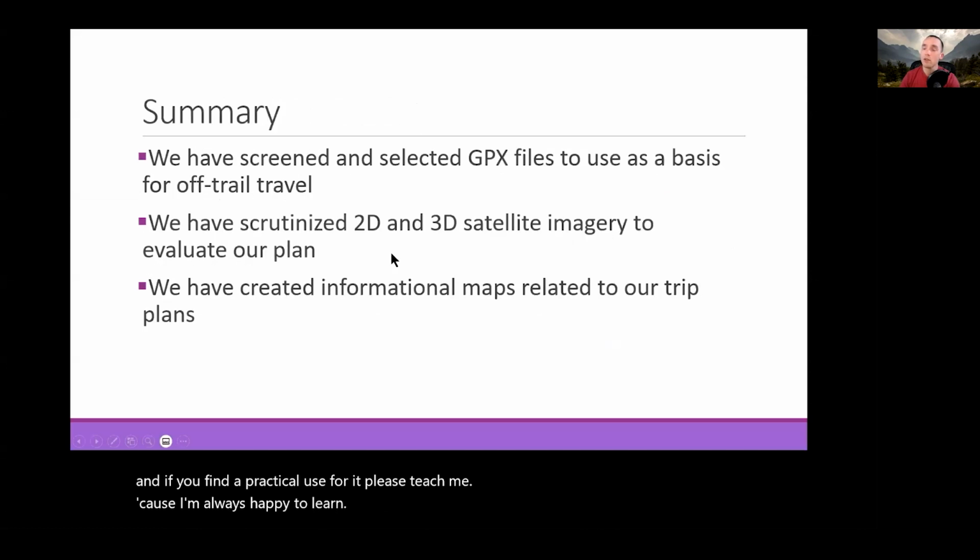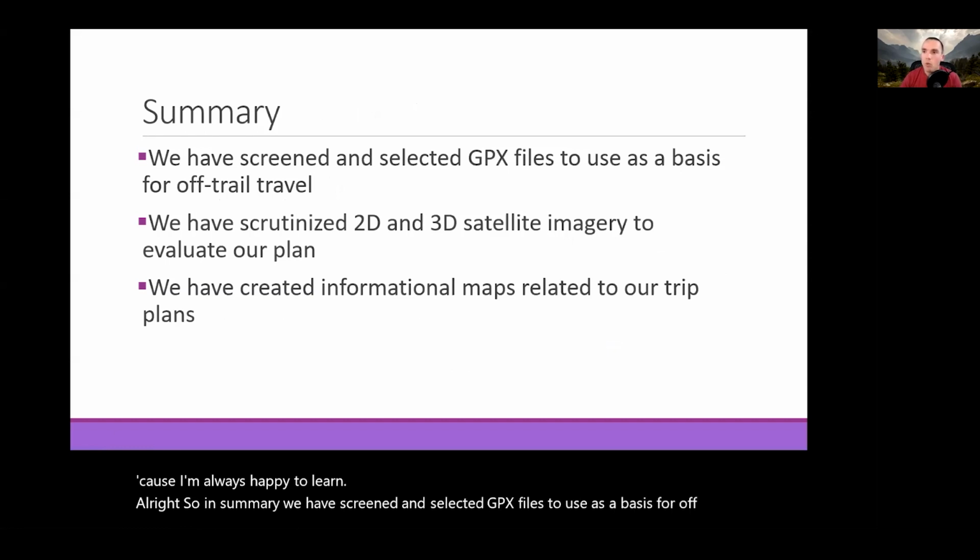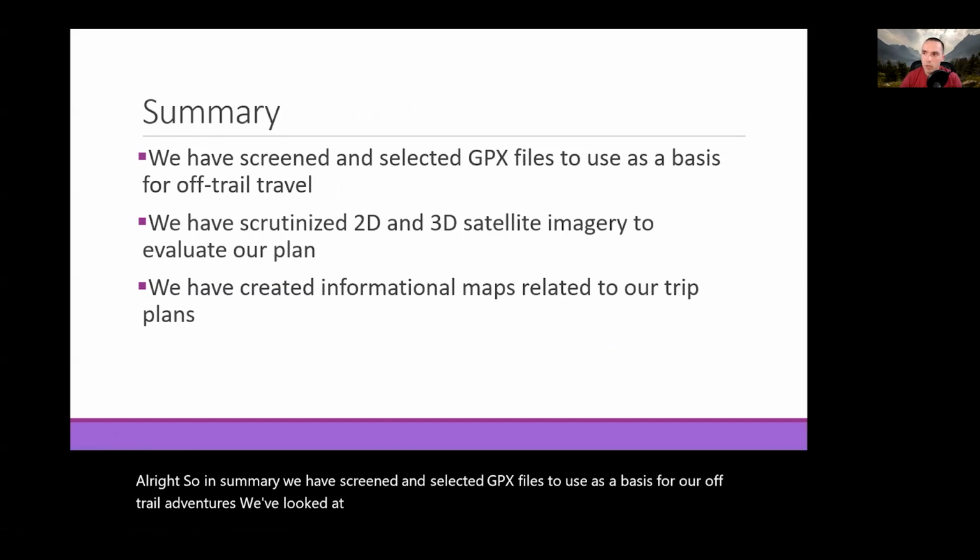All right. So in summary, we have screened and selected GPX files to use as a basis for our off-trail adventures. We've looked at our routes in 2D and 3D satellite imagery and other overlays to kind of evaluate our plan. And we've created some informational maps. And so you saw some of the techniques that I applied for my maps. You can do whatever works for you. I wanted to show you what works for me, and I'll show you some more stuff that works for me next week when we talk about winter.